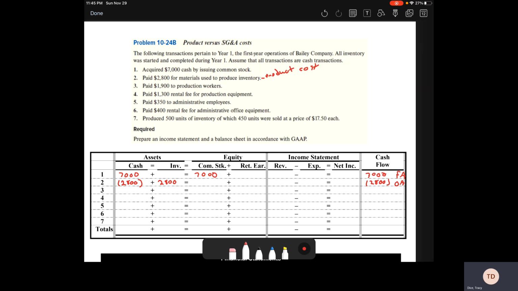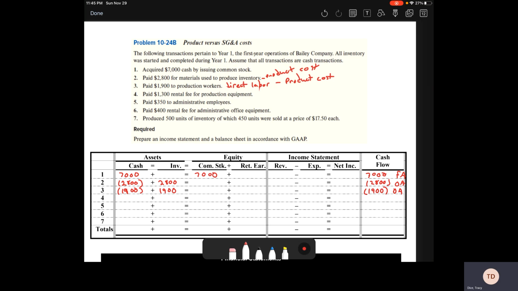The next one, again, we are looking at our $1,900 to production workers. Well, production workers mean they're working on the product line. So these are direct labor and our product costs. So we again have that asset exchange. But our cash flow goes down from operating activities.